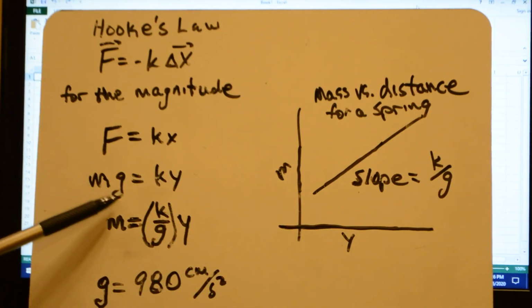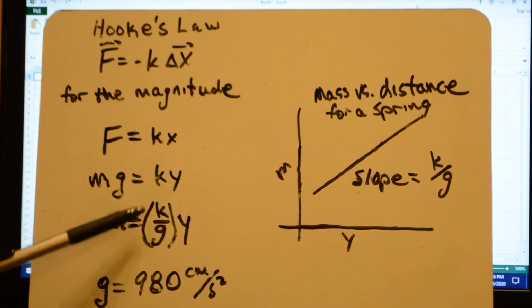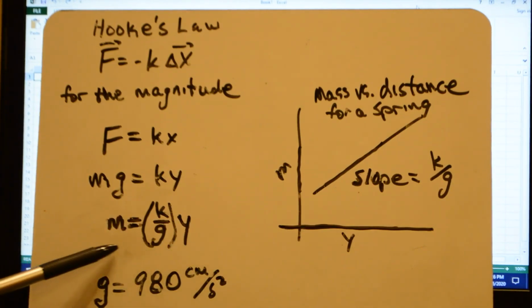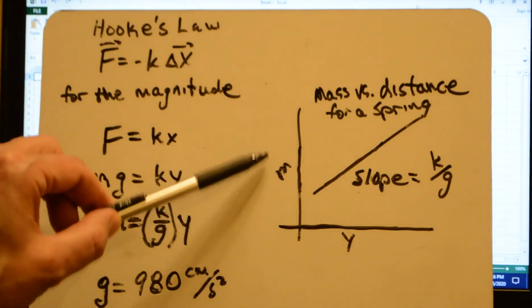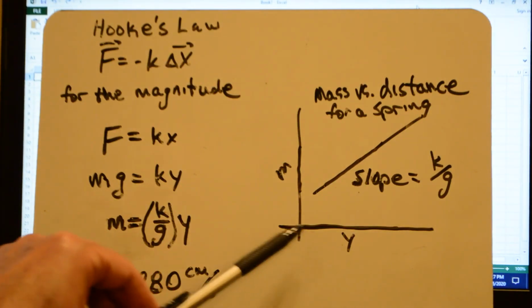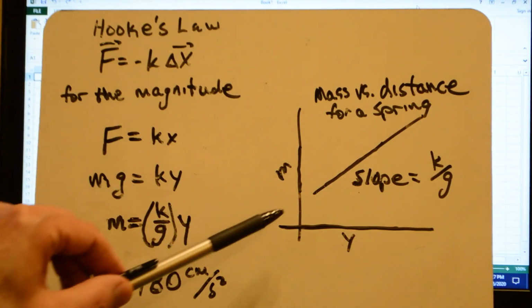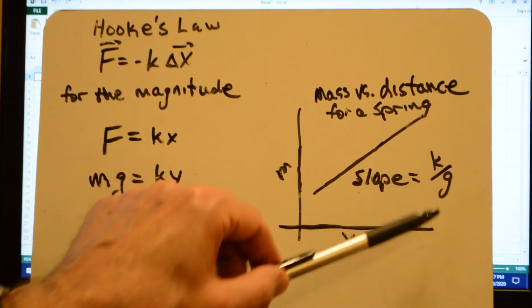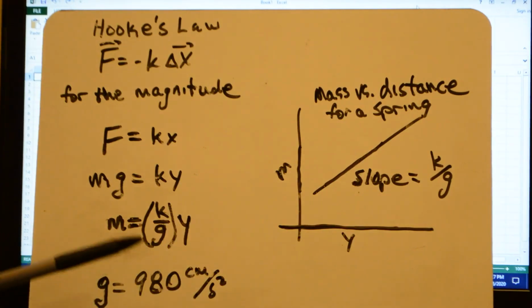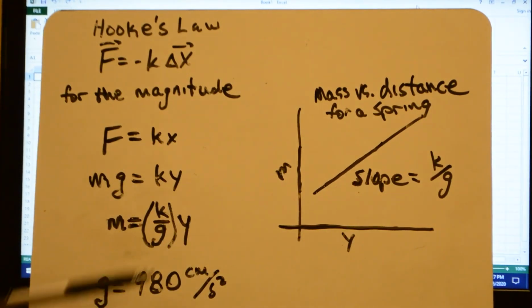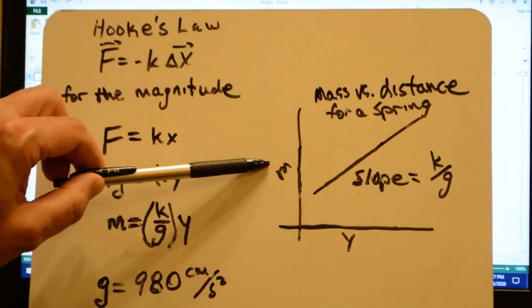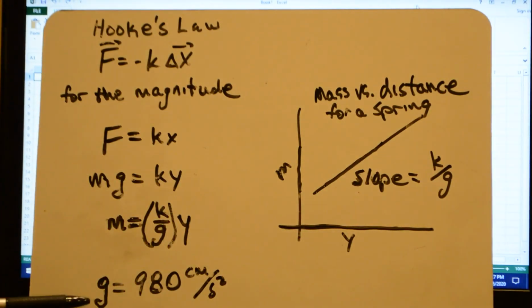So if I divide both sides by g, I get mass equals k over g y. So if I plot mass on the vertical axis, y on the horizontal axis, the slope then will equal k over g. So by measuring the slope of the best fit line, we can get at the spring constant k. So when you do that, don't forget that since we have our mass in grams and our displacement in centimeters, we want to use CGS units, so g is going to be 980 centimeters per second squared.